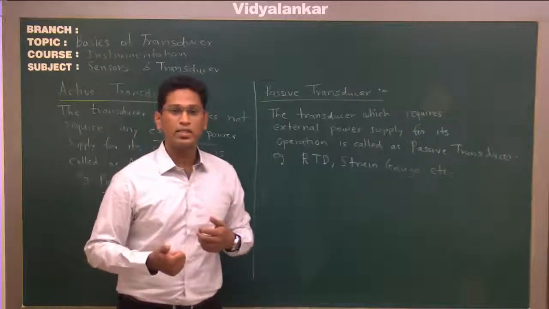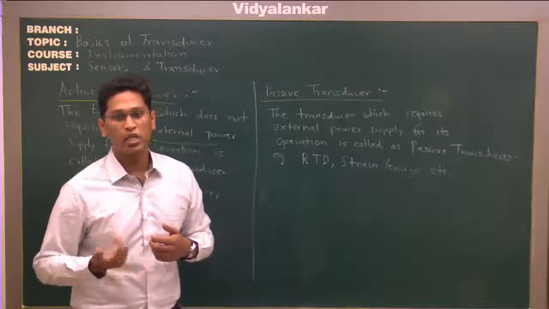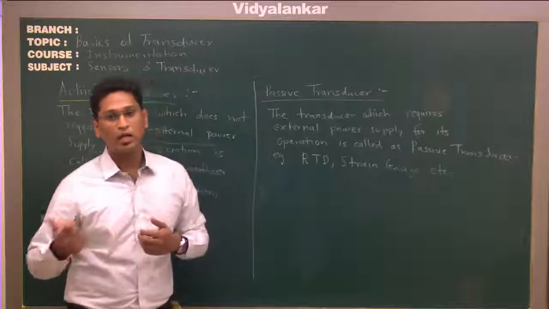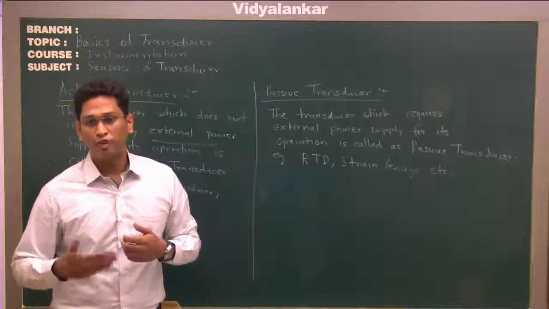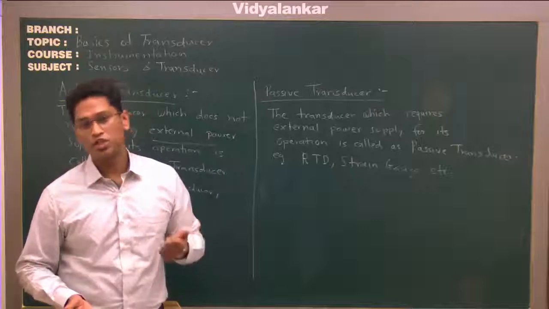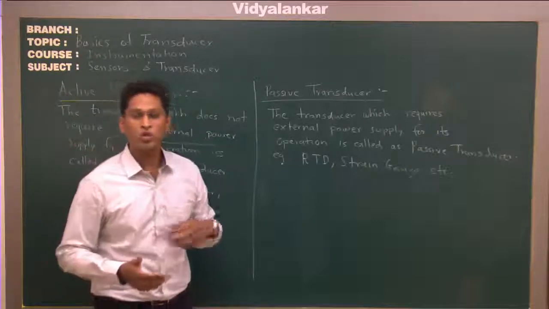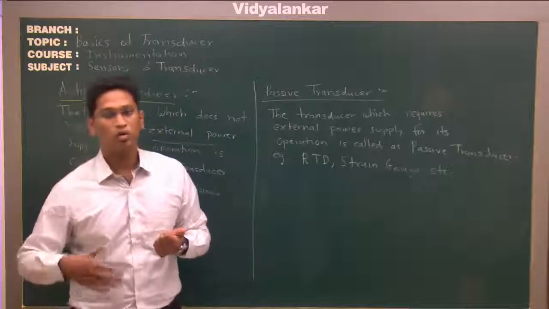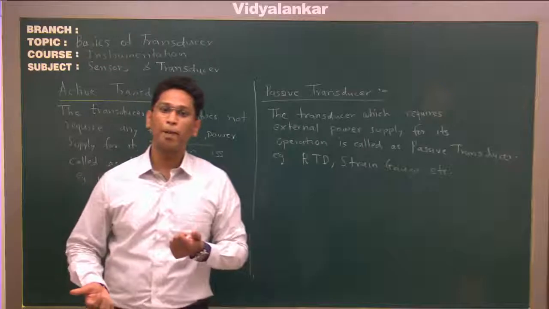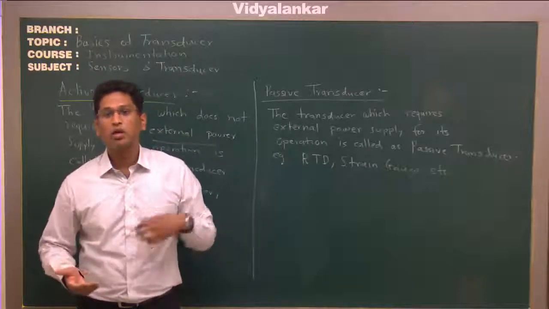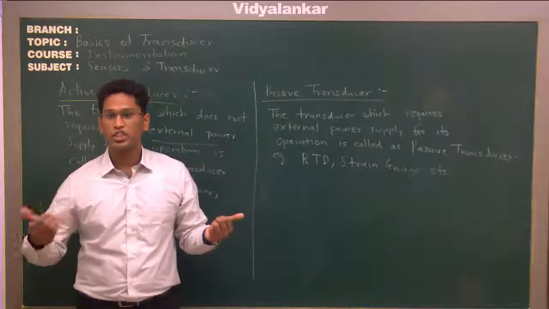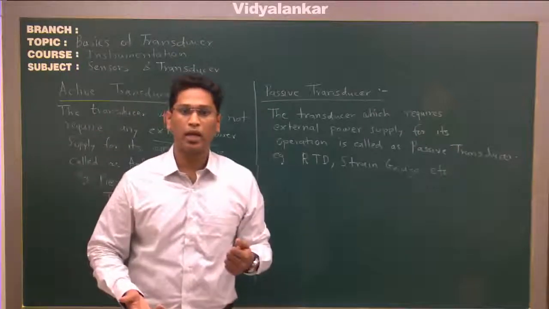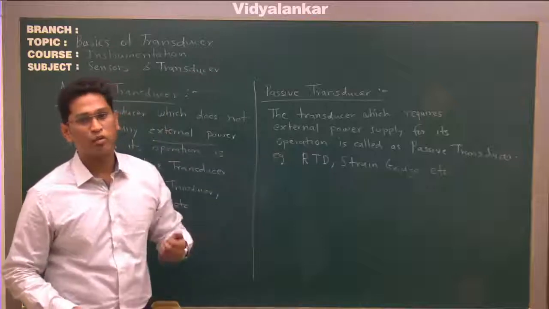So input to it is the change in temperature. Whenever there is change in temperature, there is change in resistance. So if we connect RTD to the Wheatstone bridge, the Wheatstone bridge gets unbalanced whenever there is change in temperature. So whenever there is change in temperature, there is change in output voltage of a Wheatstone bridge. And to operate Wheatstone bridge, we need some external power supply. So whenever there is change in temperature, there is change in output voltage, but for this to happen, we need external power supply. Hence, RTD is called as passive type of transducer.